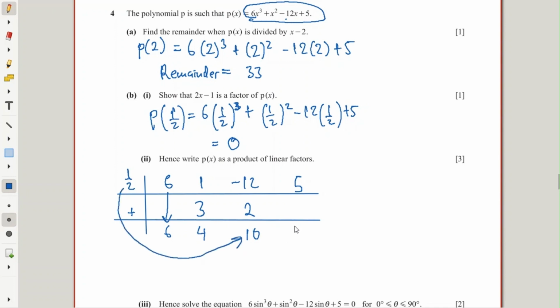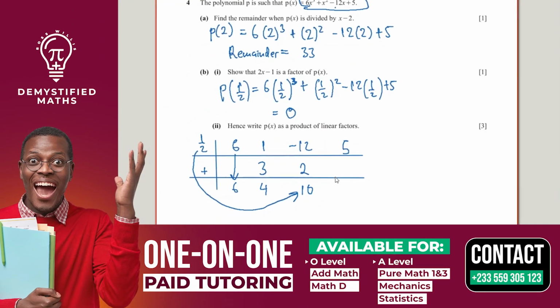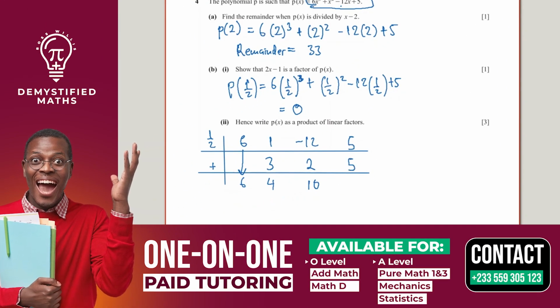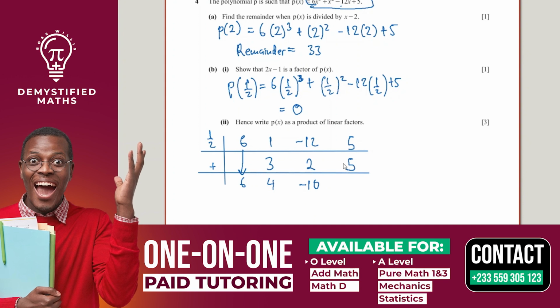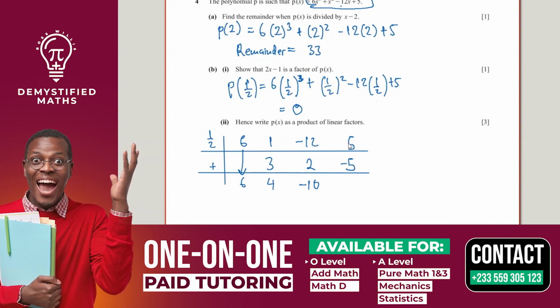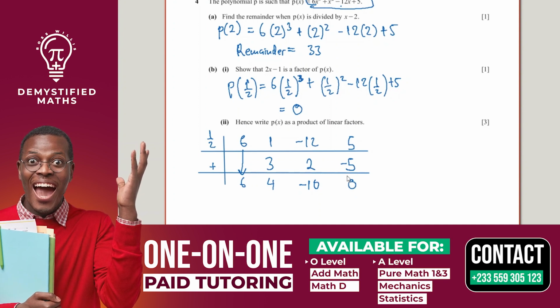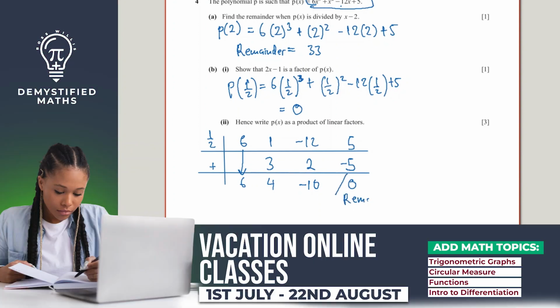You multiply it again, half by negative 10, you get what? Oh, this is negative 10, so here will be negative 5. So when you finish, you add this one. If you add this one, you get 0. This is the remainder. Okay, so indeed it shows that this factor, 2x minus 1, is indeed a factor of the polynomial p of x.